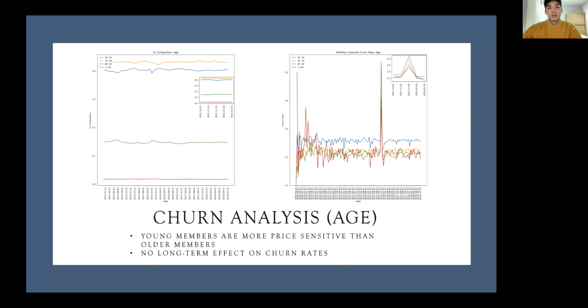We can also see that younger members are more price sensitive than older members, and there is no significant long-term impact on different age groups' churn rates. We also found that the impact of the price change on different genders is quite insignificant, as male and female members have similar reactions, with male members being slightly more sensitive to price change than female members.